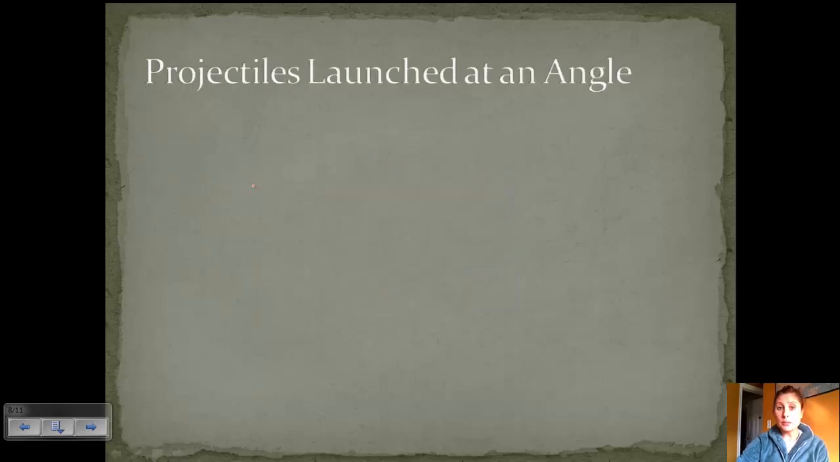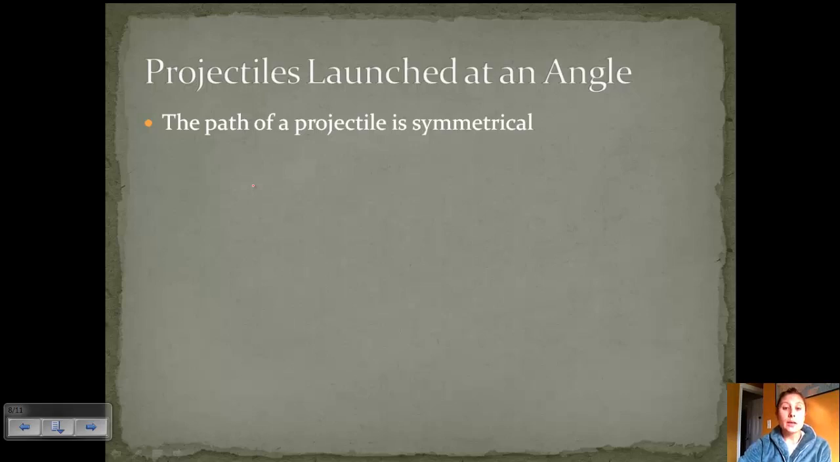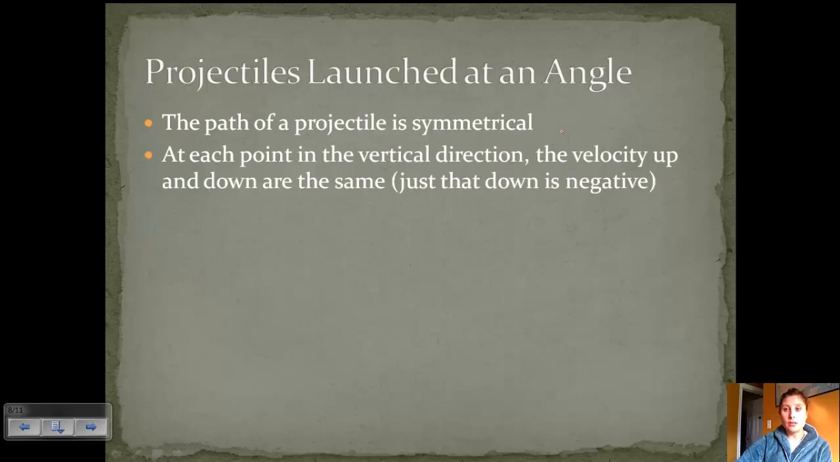Okay, and anytime you're launching a projectile, we're launching it at a specific angle. And so we've already looked at how the different angle affects things like height and range. Okay, but because projectiles travel in a parabola shape, the path of a projectile is symmetrical. And so if we look at that parabola, we've got this symmetrical shape that we can split down the middle. So at each point in the vertical direction, the velocity up and down are the same. It's just that the downward is negative, because we usually indicate negative direction as being downward. So at this point in time, I could find the vertical velocity, and it would be identical to the velocity at this point. This one would just be negative because of the direction that it's traveling.